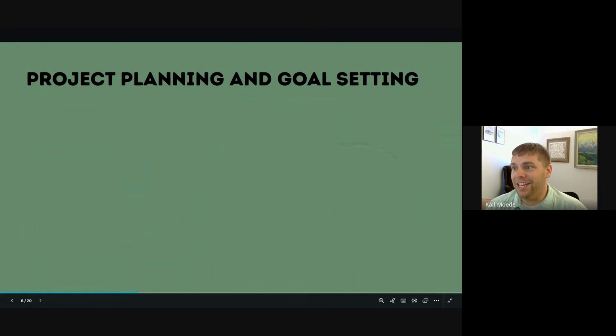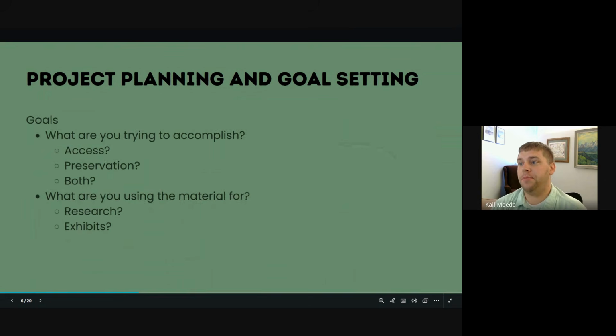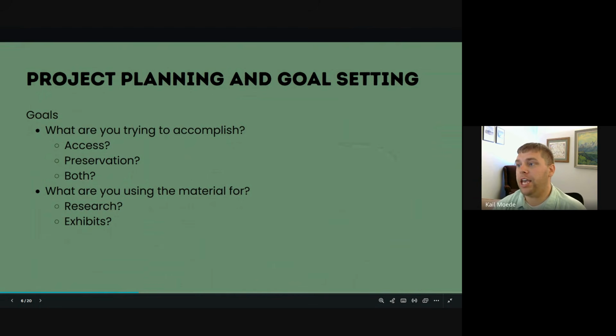So jumping in, project planning and goal setting. This is the first big step. So I always like to start with goals. What are you trying to accomplish? Are you digitizing for access? So you're trying to get your material out to the biggest group of people. Are you trying to do it for preservation? Do you have material that's degrading and you're trying to create a high quality copy so that you don't lose it, and you can preserve it for the future? Is it a bit of both?